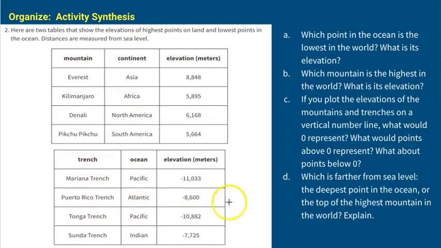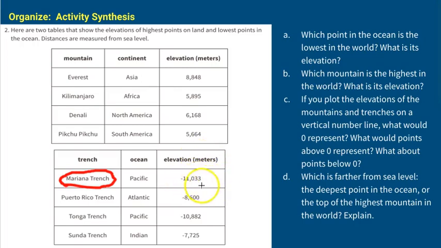Let's take a look at these. I think this is kind of neat to look at. So up here we've got mountains, and then in the ocean we've got some trenches that go pretty deep. So which point in the ocean is the lowest? Yeah, Marianas Trench. That is the lowest point in the entire world. It is over 2 miles below sea level. Oh, I'm sorry, that's in meters. So that's what, 11 kilometers below sea level? That's way more than 2 miles. I forgot. Sorry, I was thinking that was feet up here.